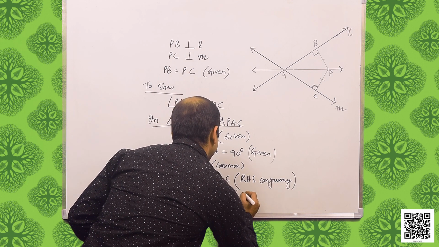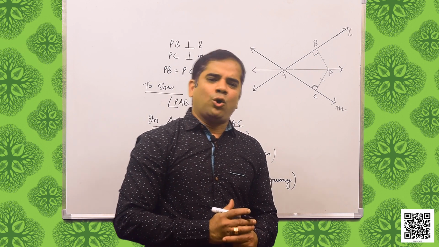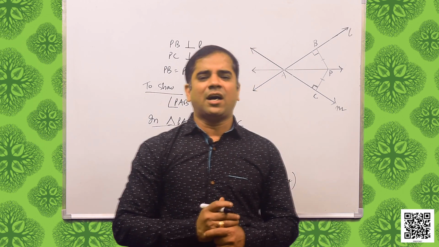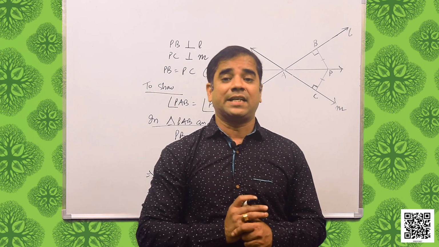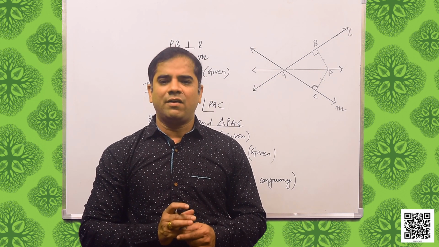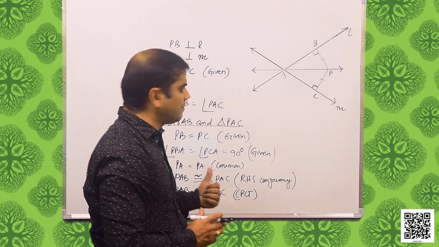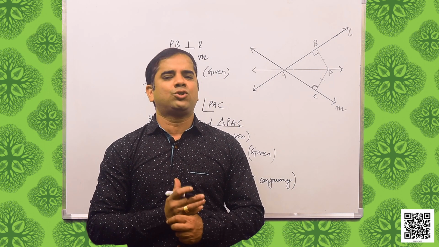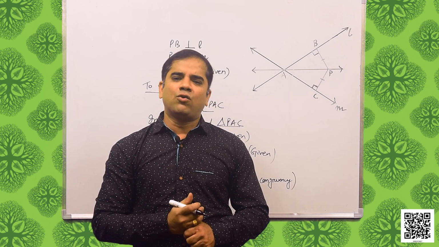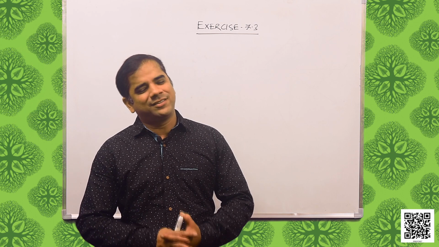Why? CPCT. So, we can note that this result is the converse of the result proved in question 5 of exercise 7.1. You can refer to question 5 of exercise 7.1 and you can find that this is just the converse of that particular question. Students, hope you understood these two examples. Now, we will go for the exercise, that is exercise 7.3.